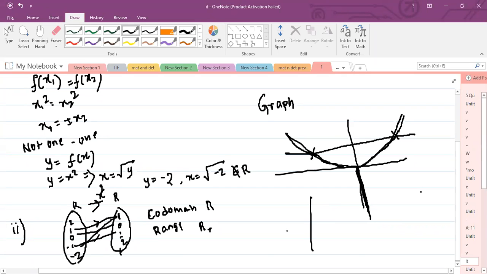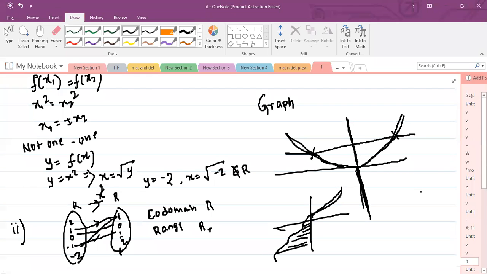See here, if the graph was like this, it is covering both positive and negative values of y. The negative values in the third quadrant, positive values in the first quadrant. Therefore, it may be an onto function. But here, the graph is only covering positive values. Therefore, it is not onto. See here, to identify whether it is one-one or not, you need to draw a line parallel to x-axis.